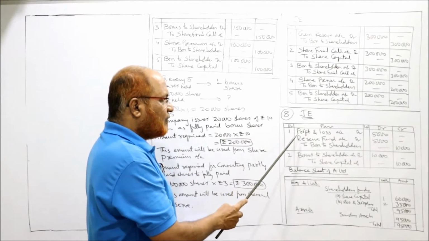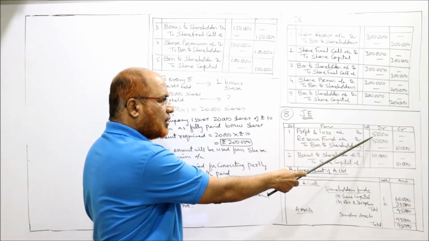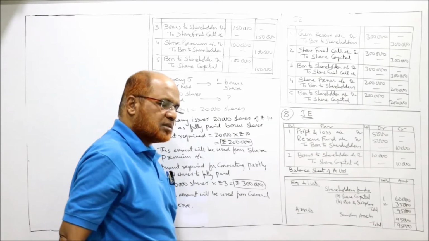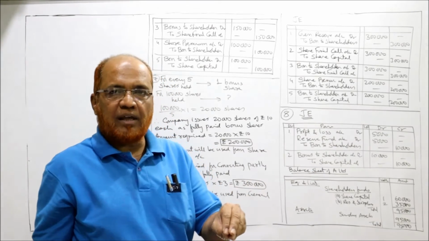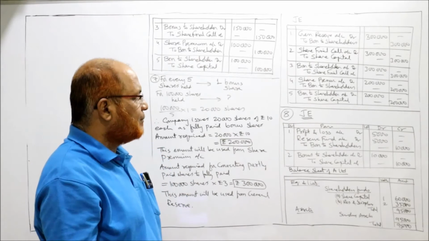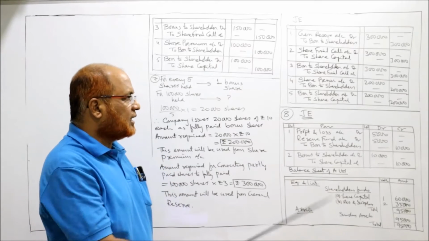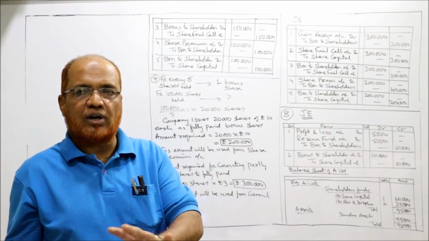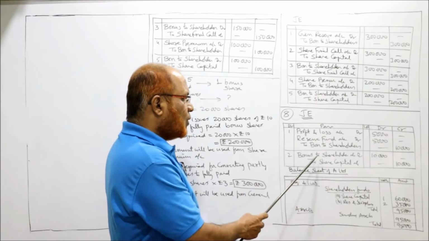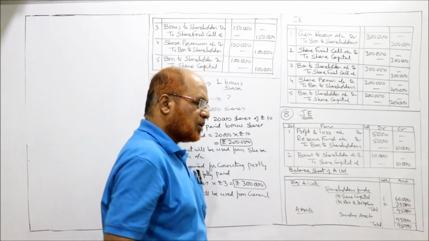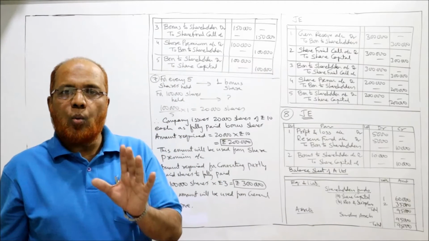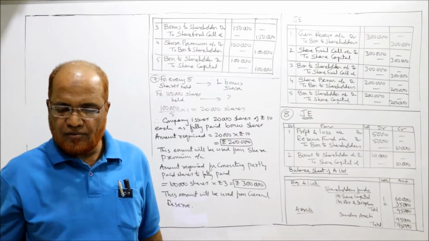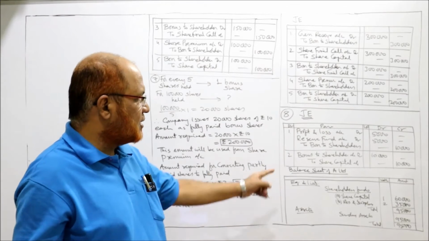Now the journal entry. The first one: Profit and Loss account debit 5,000, Reserve Fund account debit 5,000, to Bonus to Shareholders. 5,000 rupees we have withdrawn from the P&L account and 5,000 rupees we have withdrawn from the reserve fund. So totally 10,000 to Bonus to Shareholders, being the amount withdrawn from reserves for declaring bonus. Then Bonus to Shareholders account debit to Share Capital 10,000, being 1,000 equity shares of rupees 10 each issued as fully paid bonus shares. That's all.